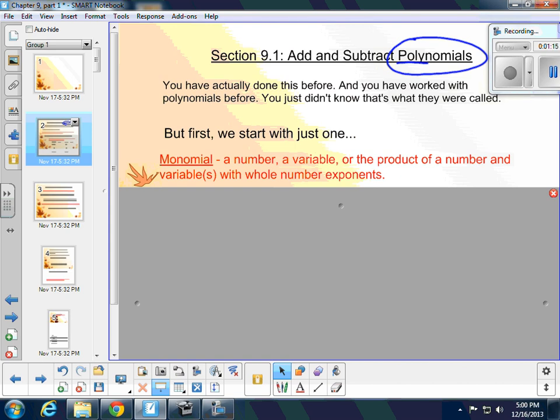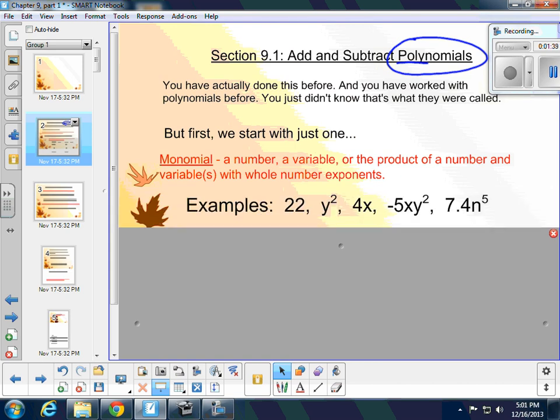The definition of this word is a monomial. A monomial, what is that? Well, it's a number, a variable, or the product of a number and variables with whole number exponents. After reading through that, it still may seem kind of fuzzy, like, you're telling me this is something I've dealt with before, but that doesn't sound very familiar yet. But I think maybe you could see the first ones, like a number or a variable. It could be something as simple as that for a monomial. So here are some examples of monomials.